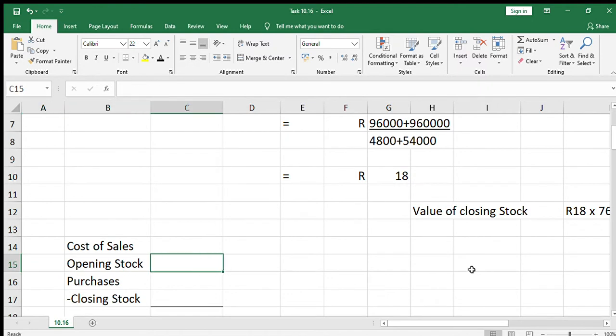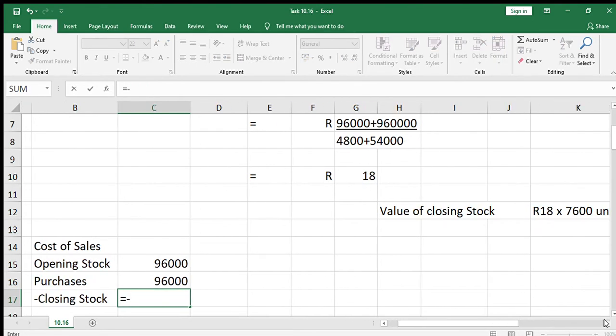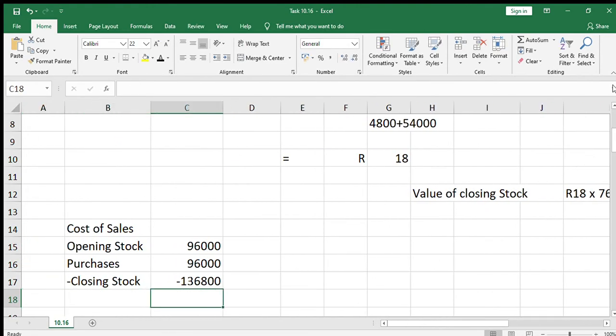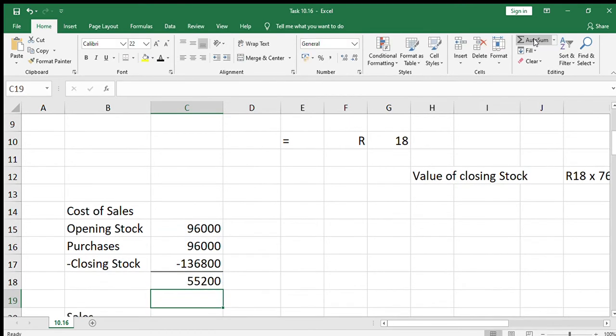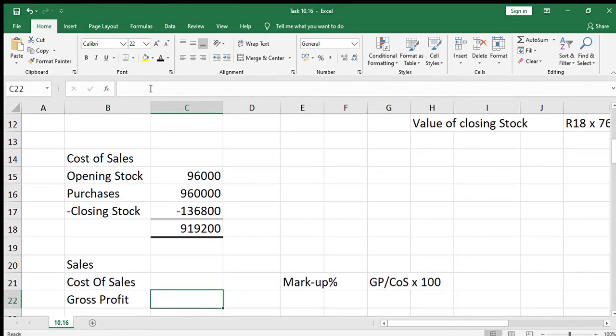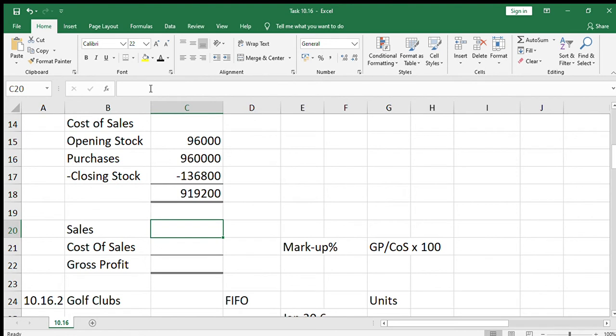Cost of sales, remember, we start with opening stock. Opening stock, the rand value of it is 96,000. Purchases, 960,000. Okay, and we're going to subtract the closing stock that we've just calculated, the 136,800. Sorry, my purchases amount is incorrect, so actually 960,000. And that will give us our cost of sales answer of 919,200.